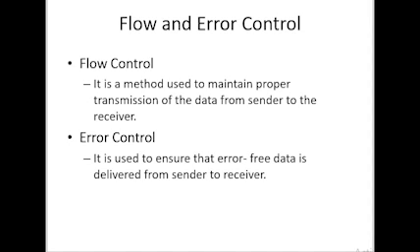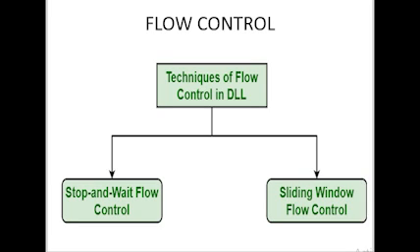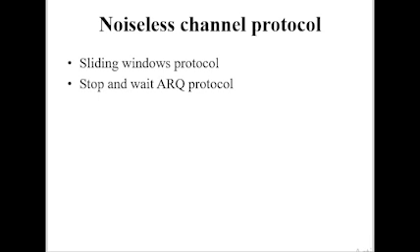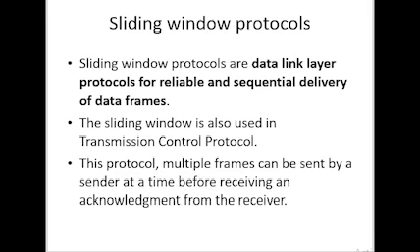Flow control and error control. Flow control is a method used to maintain the proper transmission of data from sender to receiver. Error control is used to ensure that error-free data is received from the sender by the receiver. For flow control, we have only two types: stop and wait flow control, and sliding window protocols. For noisy channels, the protocols are called sliding window protocol and stop and wait ARQ.